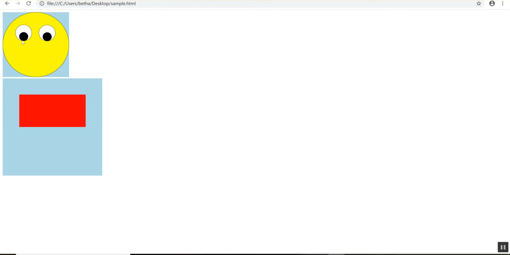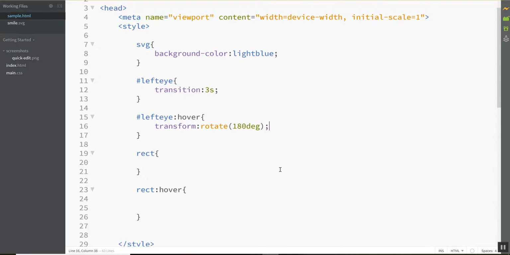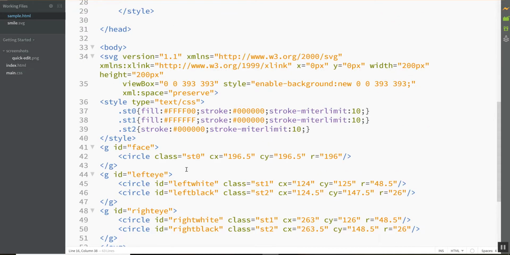If I hover over this eye, well, it's going off to the left. That's because if this guy had a rectangular bounding box around it, it would be rotating about the upper left-hand corner. A lot of times that's not what I want. I actually want it to be about the center. So with a circle, that's easy to figure out. I'm going to go down, look at where the left eye center is. Well, the white is basically the center of the eye.